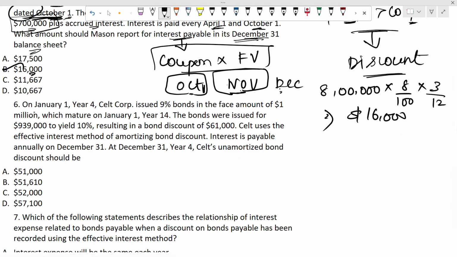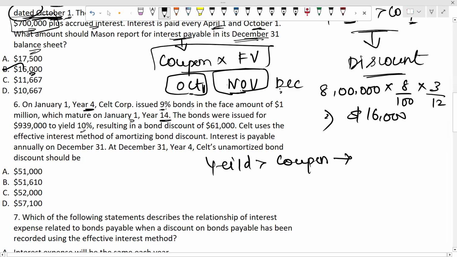Question number 6. On January 1, year 4, Cell Corporation issued 9% bonds with a face value of 1 million, which mature on 1st January year 14. So what is the maturity period? 10 years. The bonds were issued on 1st January, year 4, and the bonds are going to mature on 1st January, year 14. So it's a 10-year bond. The bonds were issued for 9,39,000 to yield 10%. Again, what is the coupon? 9%. What is the yield? 10%. So if yield is greater than coupon, the bonds are issued at a discount.